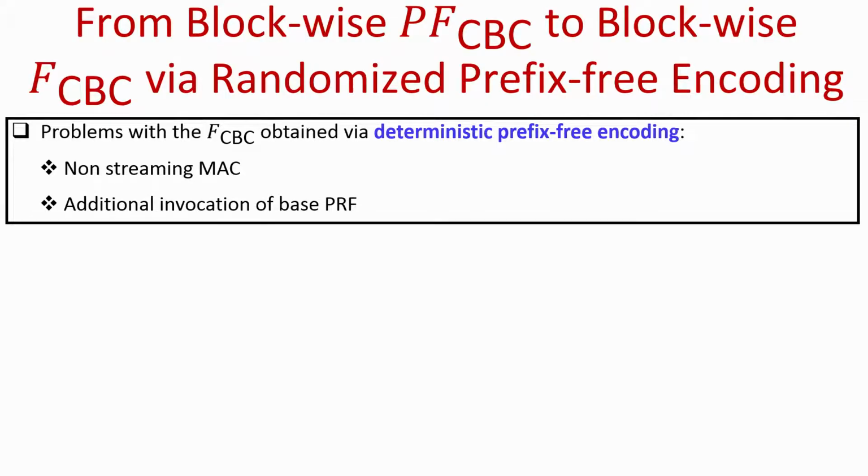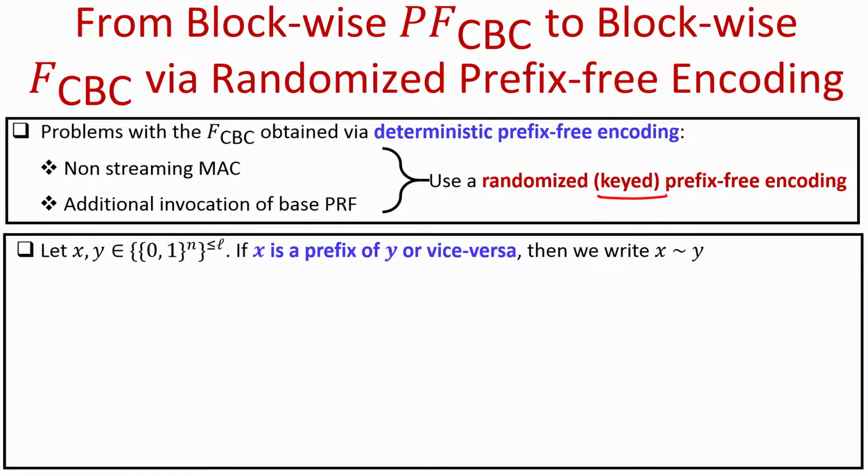The reason we want to go for a randomized prefix-free encoding is that the problems we face with the deterministic prefix-free encoding are that we do not get a streaming MAC, and we need an additional invocation of the base PRF. The solution to get around these two problems is to use a randomized prefix-free encoding, which will be a keyed encoding. And the way we do the encoding is as follows.